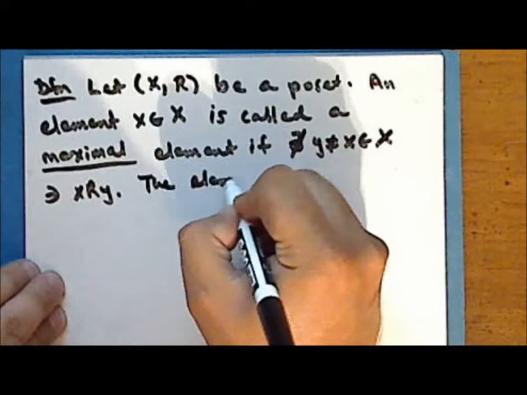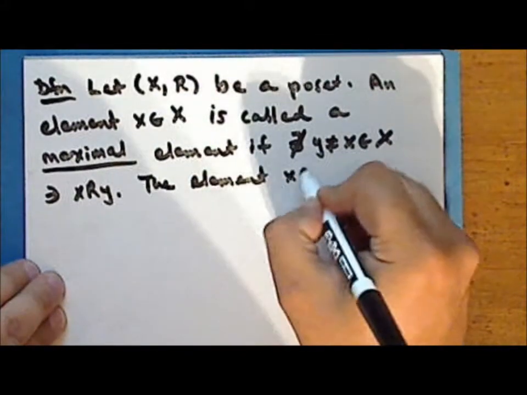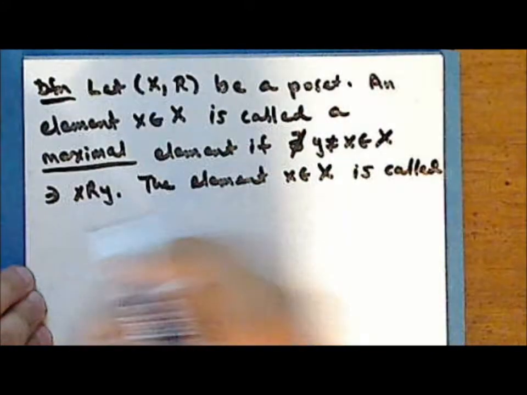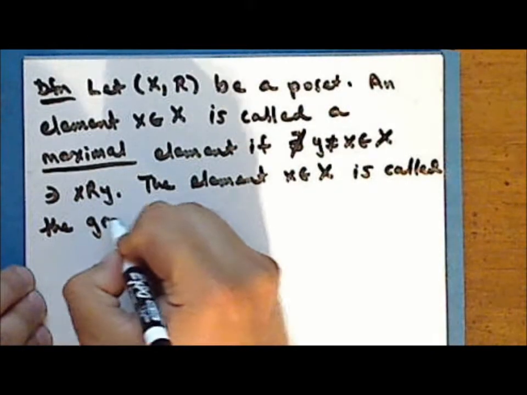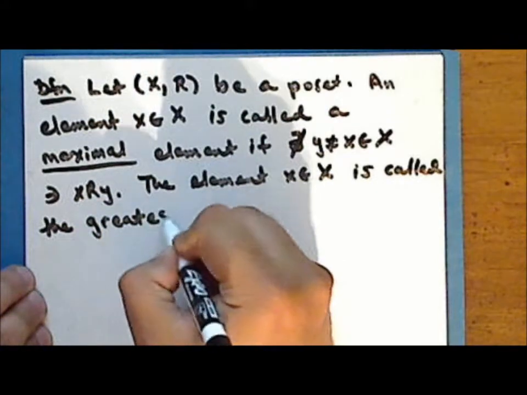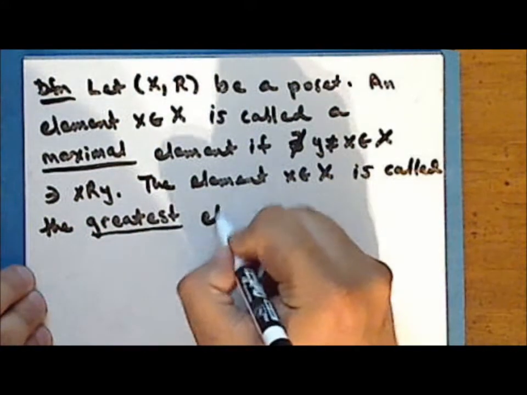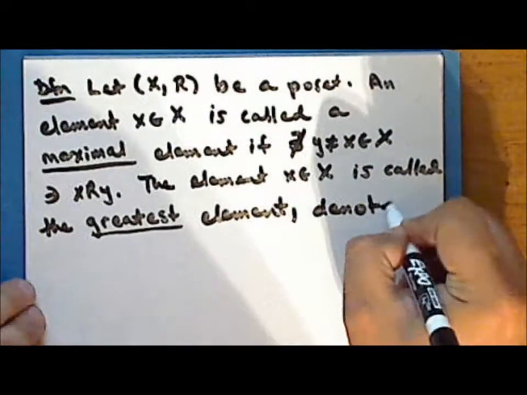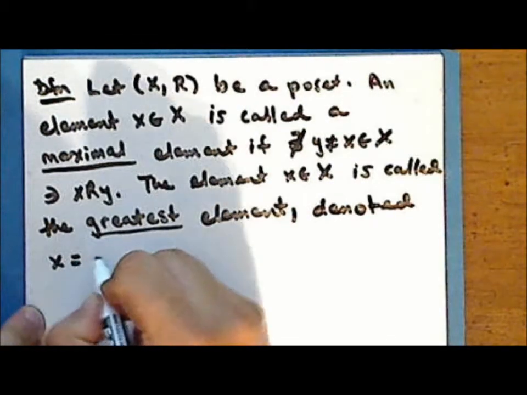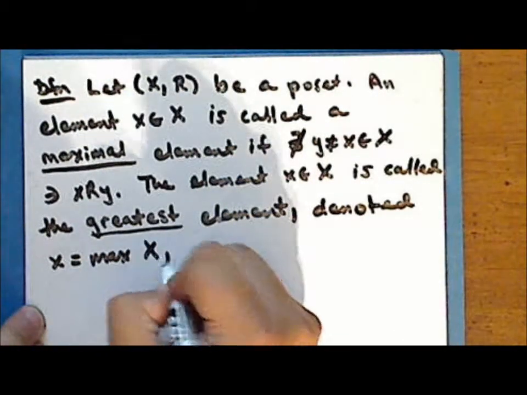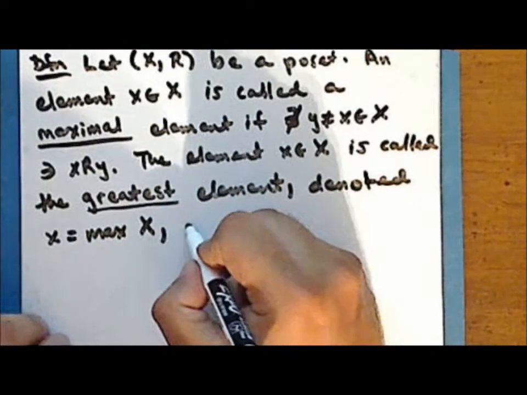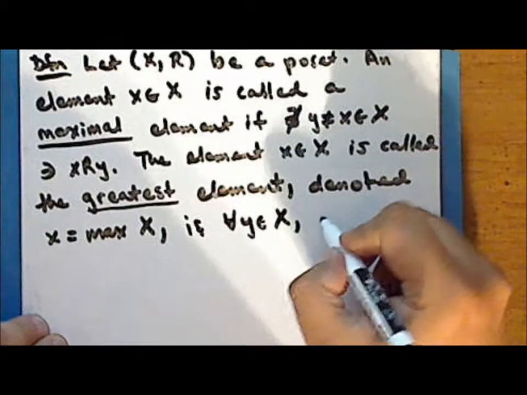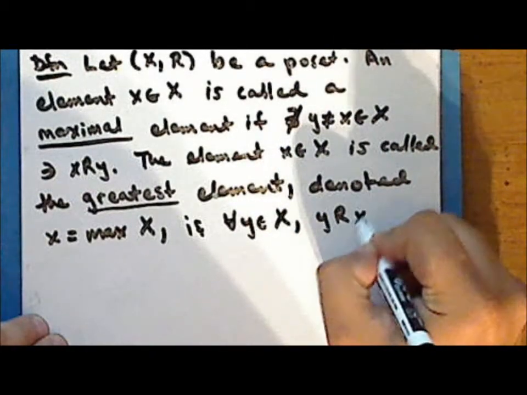The element x is called the greatest element, and this is denoted x equals the max of the set X, if for every element y in the set X we have that y is related to x.